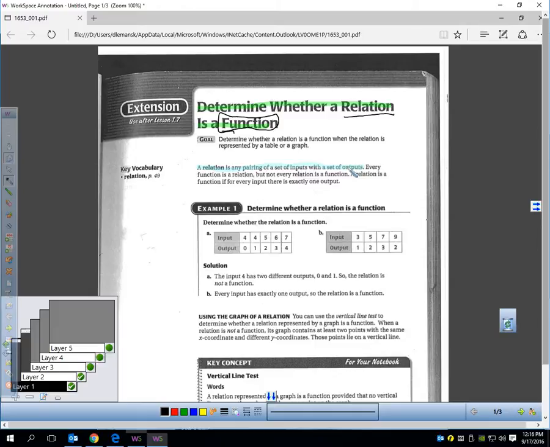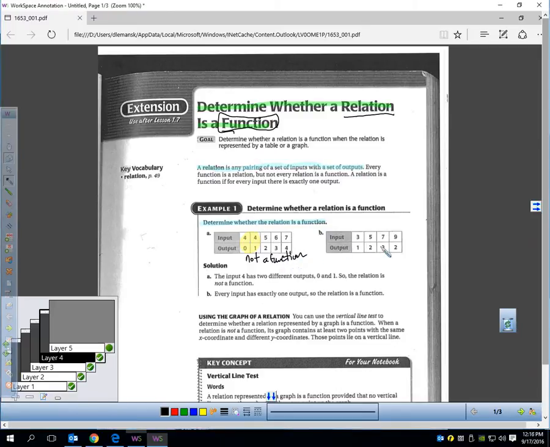specifically one output. One of the things that they're going to ask you to do today, in your assignment, is to determine whether the relation, whether the table they give you, is a function. So let's take a look at these two. Is this relation on the left a function? Well, let's check. And when I look here, I notice that the input 4 is giving me two different outputs. The input 4 gave me two different outputs, 0 and 1. Well, right away that tells me that this table is not a function then. Okay, this is not a function for that reason.